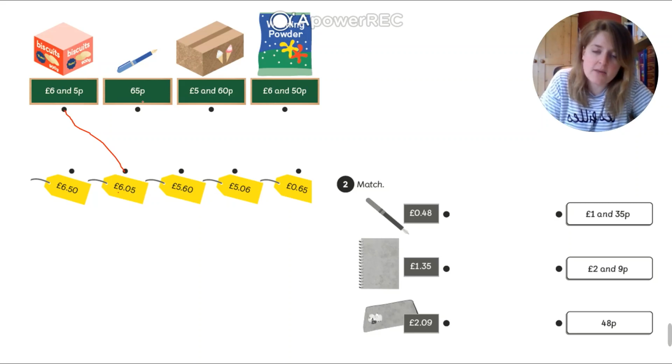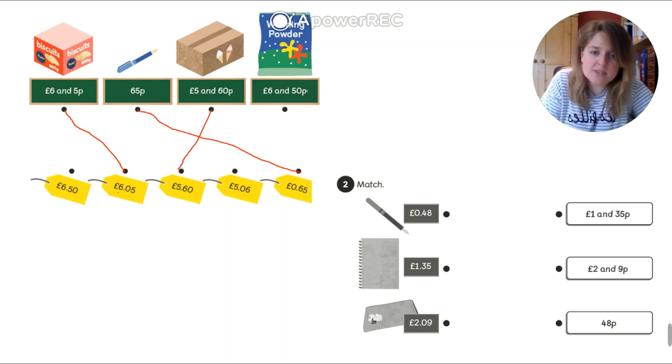Okay, 65 pence. There are no pounds. So I'm looking for something that's got no pounds. That's got 5. £0. So let's match that one up. Okay, £5 and 60p. Well, that one has got a £6 in front of it, so it can't be that one. That's £5 and, yes, 60. So that's a 60, and that's 06. So that means that's 6 pence. And I'm looking for £5 and 60p. So let's match that to that.